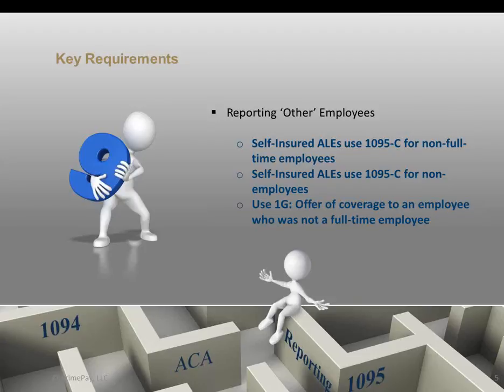But I want to speak primarily here in regard to applicable large employers. And you have non-full-time employees. Well, you could have an employer that is offering coverage to the variable hour employee base. Okay, it happens, it's out there, and so there was question in regard to, well, am I supposed to be only providing it to my full-time employees? And in the clarification here, an ALE would use 1095-C to report the non-full-time employees, okay?